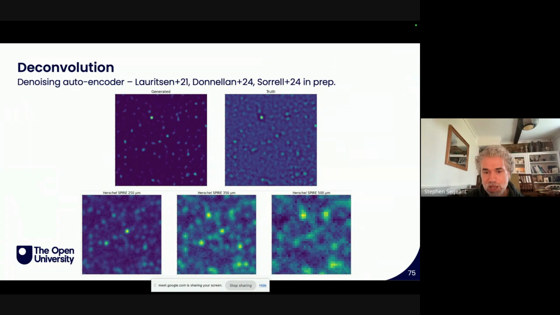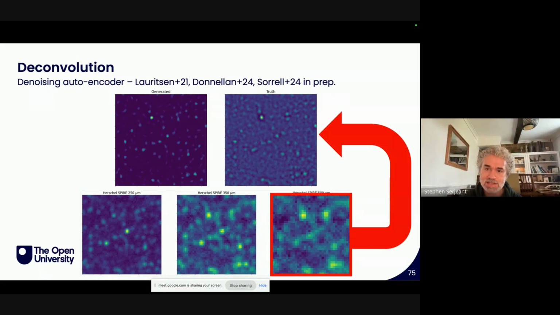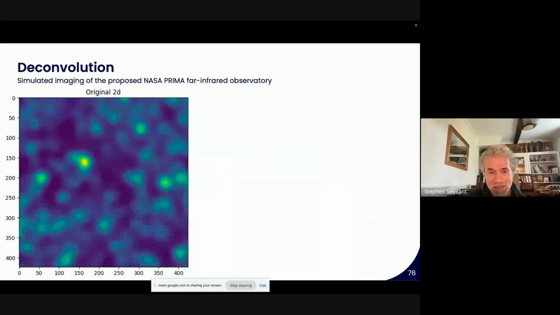So we're going from blurry European Space Agency Herschel images along the bottom row to try and get to the top row here. So we want to go from this blurry 500 micron image to this truth image up here. And the generated image from this denoising autoencoder is on the left. And to me, it's phenomenal. It just looks like magic. It's so good. So we were very, very pleased with this technology.